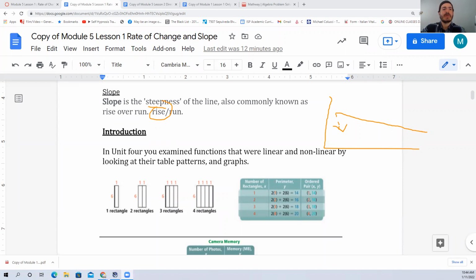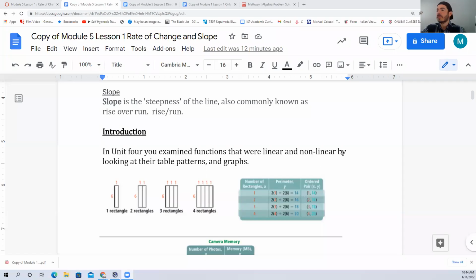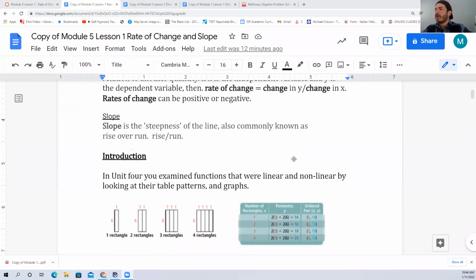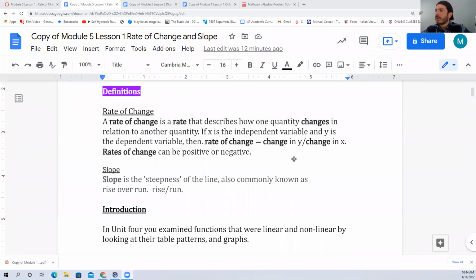One moment, please, while I figure out what's going on with my computer. Where's my thing? Let's stop share for a second. Share screen. Okay, I'm back. Okay, so let's see where we are here.